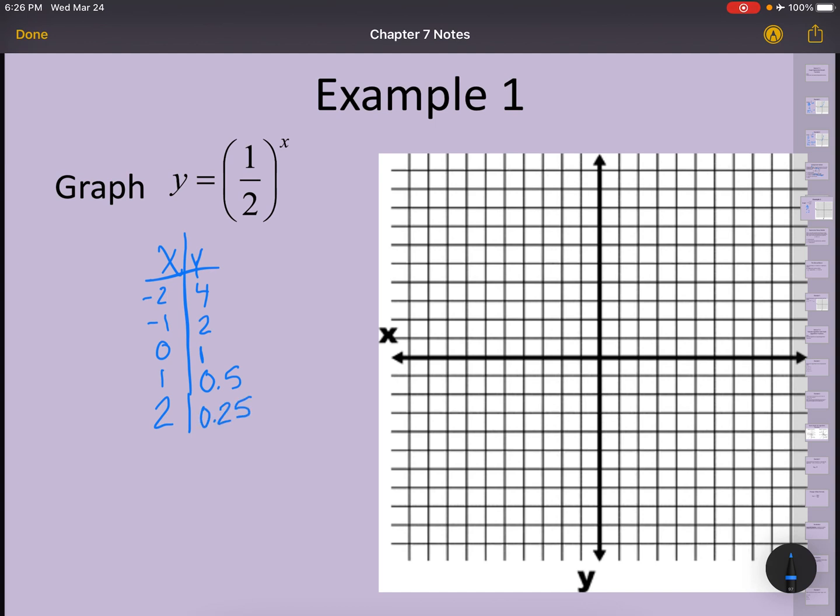And if we go and graph this, -2, 4. -1, 2. 0, 1. 1, 1/2. And then 2, 1/4. And even if you wanted to go to -3, at -3, it was 8. So that would even give you a point higher than 4. And if we were to keep going in the negative x direction, we would be getting bigger in the y's. Okay, so here's our decay falling graph.